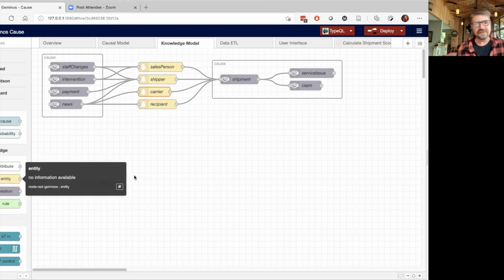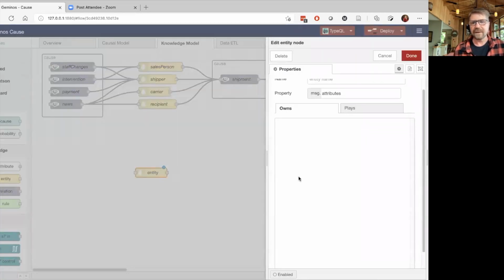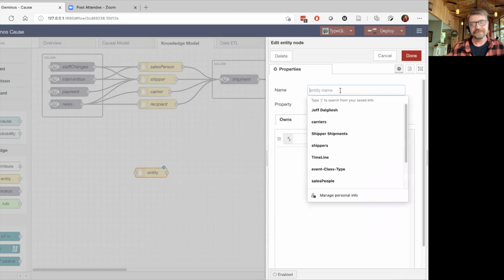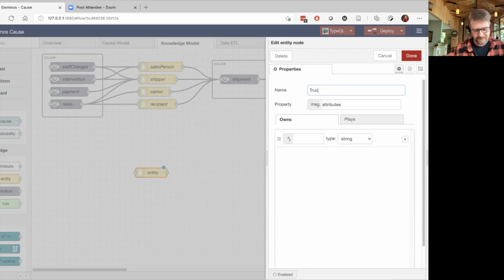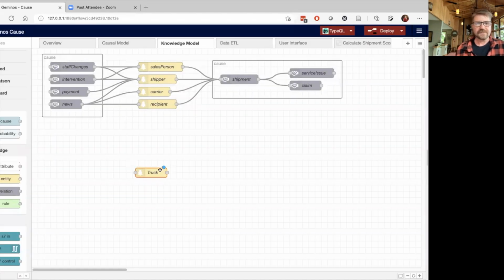So the way you create an entity is just drag it, put it on the chart, double click on it, and you can start filling out different properties. Let's say we want to put a truck in here. So we've got a truck entity, and it's going to have a license plate number. We'll make it a string. And let's say mileage. They've got mileage, probably spelled that wrong. I'm an absolutely atrocious speller. M-I-L-E-A-G-E probably. So that is an entity. It's called a truck.